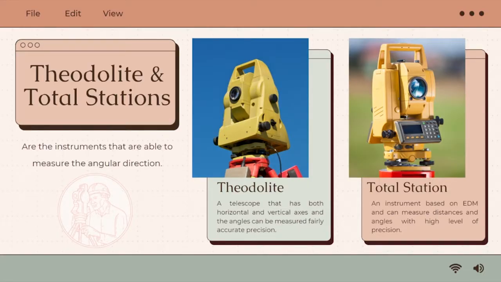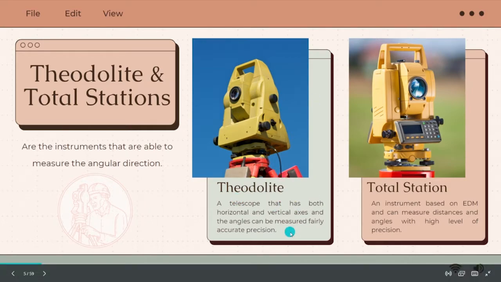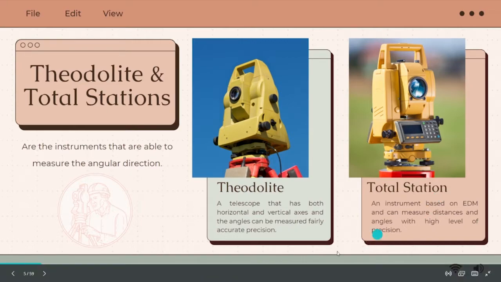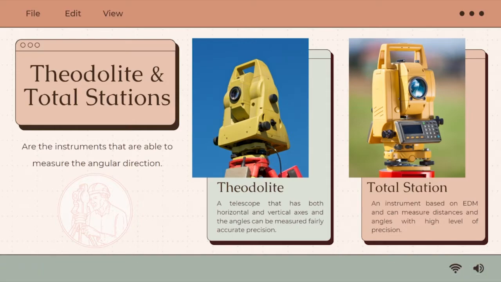So the instruments used in surveying that are able to measure the angular direction are the theodolites and the total stations. The theodolite is a telescope that has both the horizontal and vertical axis, and it can measure fairly accurate positions of angles as long as the surveyor knows how to use the theodolite. The total station, on the other hand, is an instrument based on electronic distance measurement or EDM and can measure distances, elevation, as well as angles with a high level of precision.